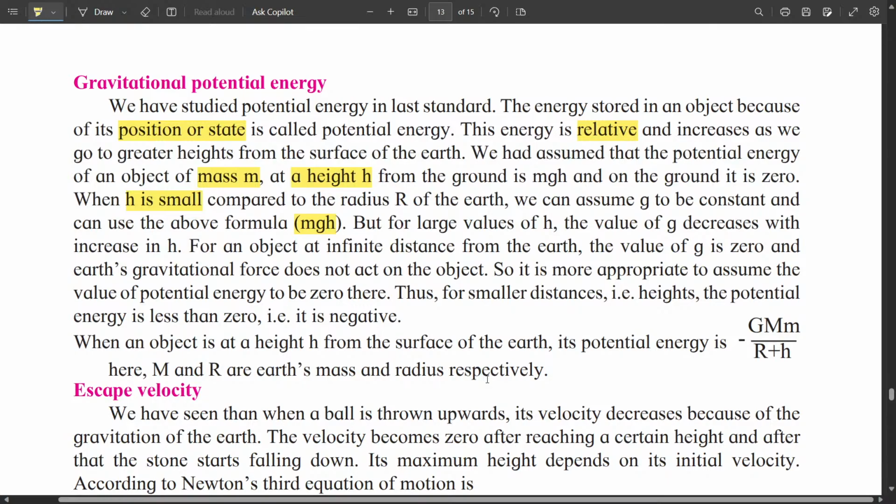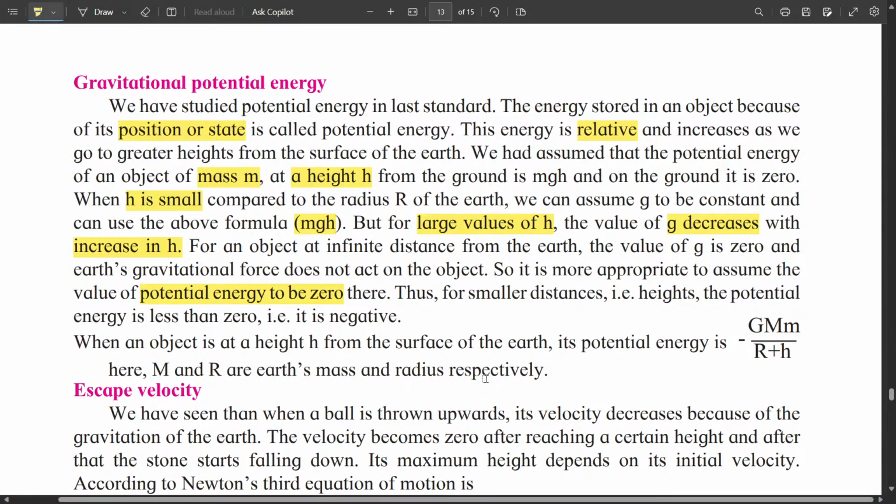But for large values of h, the value of g decreases with increase in the value of h. For an object at infinite distance from the earth, the value of g is 0 and the earth's gravitational force acting on the object is also 0. So it is more appropriate to assume the value of potential energy is 0 at infinite distance.